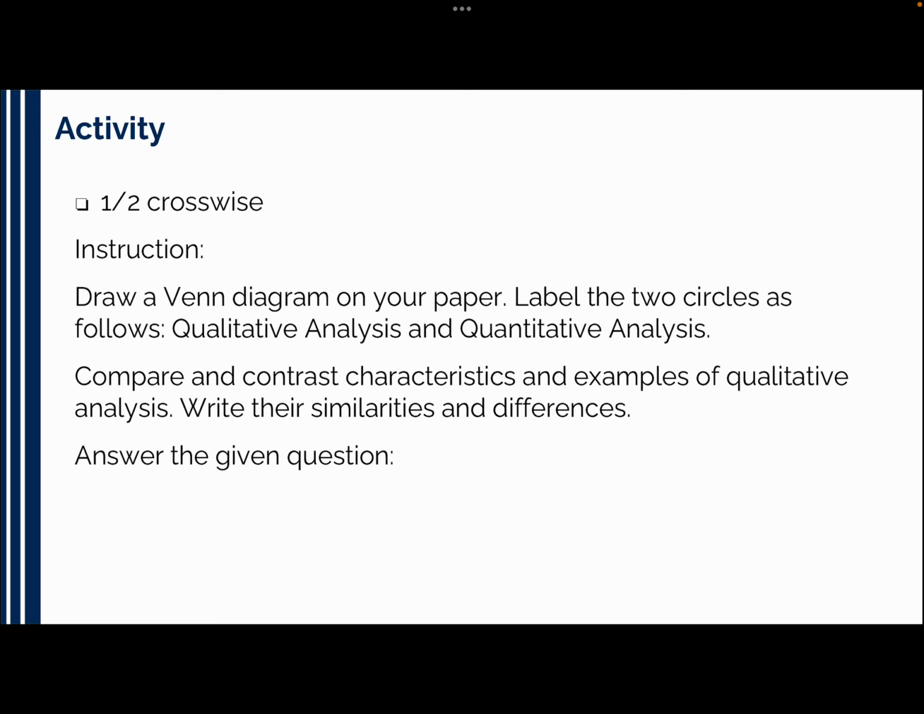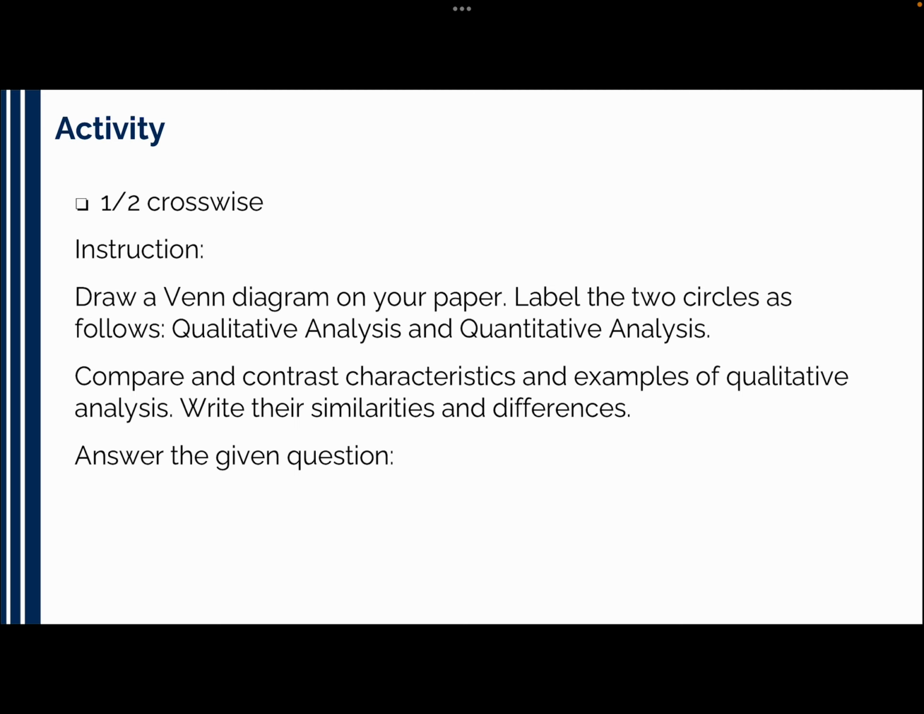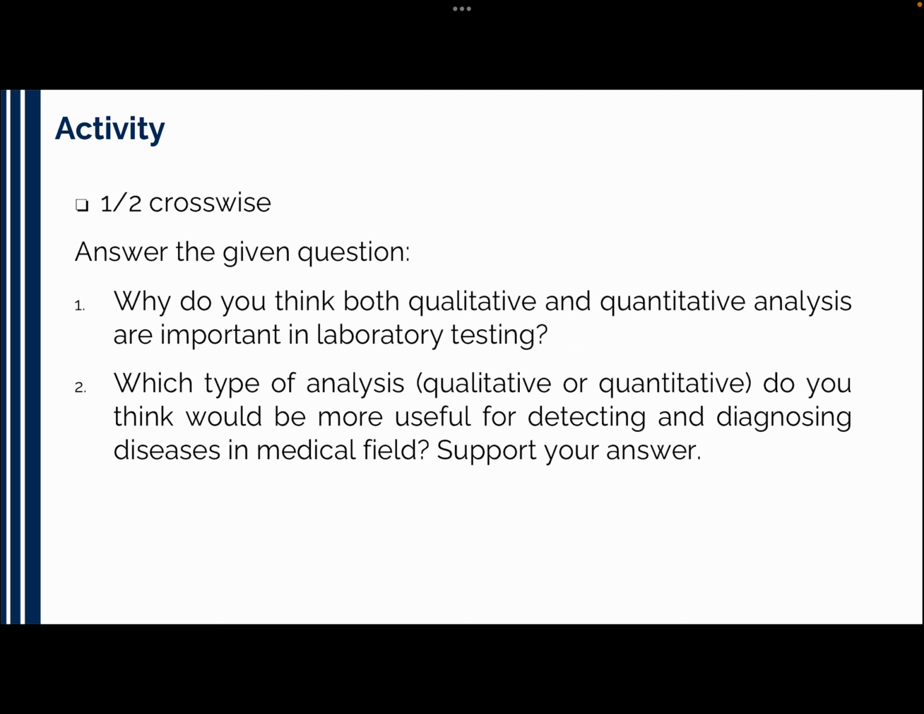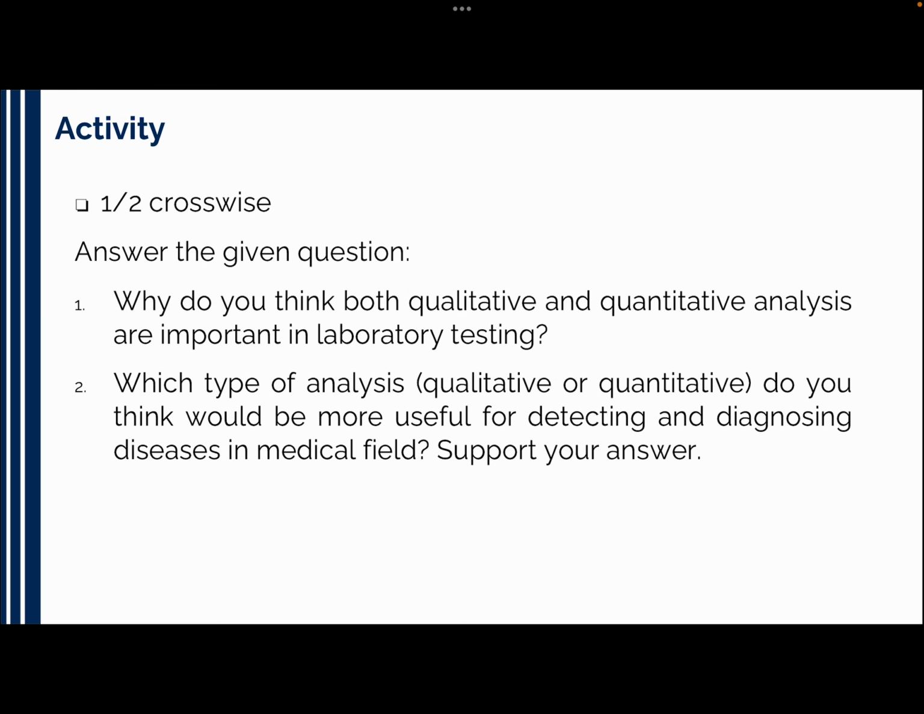And then this will be your assignment. So in 1/2 crosswise, you will draw a Venn diagram and then follow the instructions na given, and then you will compare and contrast the characteristic of the different analyses in analytical chemistry. And then at the back of your paper, you will answer the following questions. So sa atubangan is kaning Venn diagram, and then sa likod is your kaning questions. So this will be by pair.